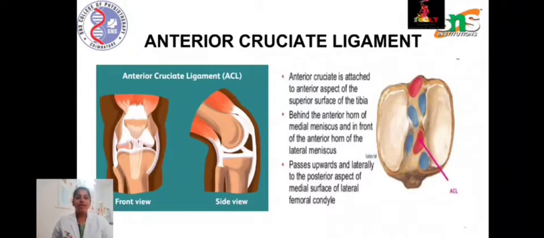Anterior cruciate ligament. This is the major ligament which we are going to see in the ACL graft. The anterior cruciate ligament is attached to the anterior aspect of the superior surface of the tibia, behind the anterior horn of the medial meniscus and in front of the anterior horn of the lateral meniscus. It passes upwards and laterally to the posterior aspect of the medial surface of the lateral femoral condyle.